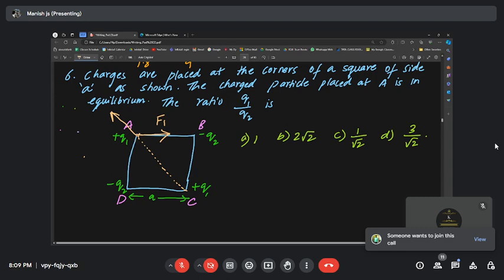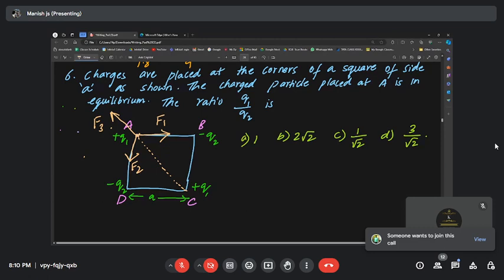And here again, due to the minus q2 charge at D, there is going to be an attractive force, so we will call this F2. In the same way, F3 is also going to be experienced. Because the charge at point A is in equilibrium, F3 is going to act like this. So I have shown the orientation of all three forces.